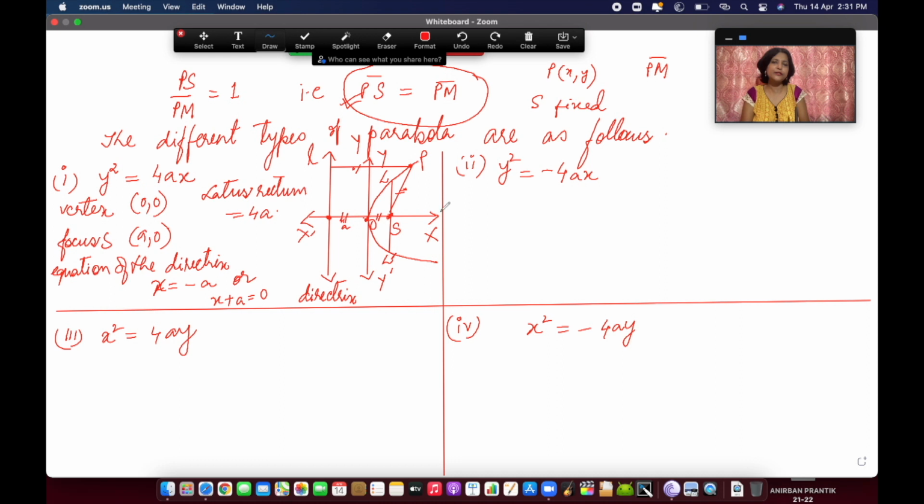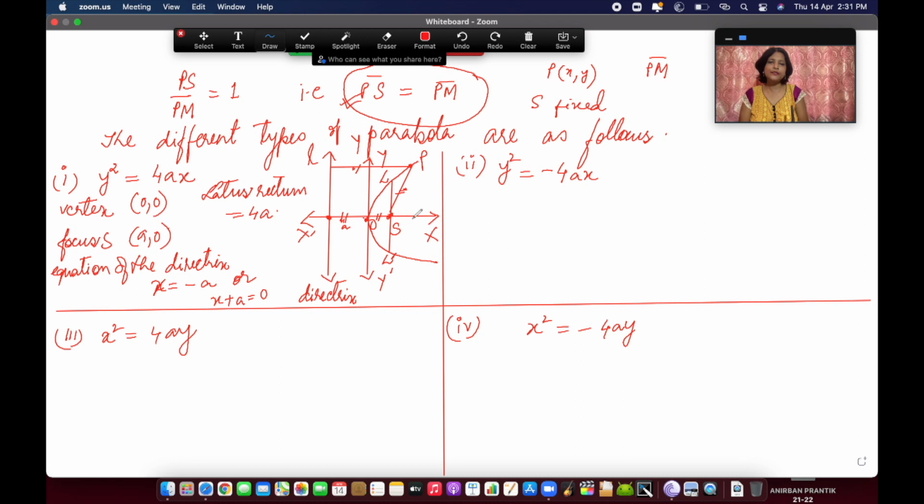Now, which is the axis of the parabola here? The line which divides the parabola into two equal halves, that is, symmetrically, will be termed as the axis of the parabola. In this diagram, the x-axis is the axis of the parabola, and the focal chord which is perpendicular to the axis is termed as the latus rectum. I hope I am clear with the different terms: directrix, latus rectum, focus, vertex, right?